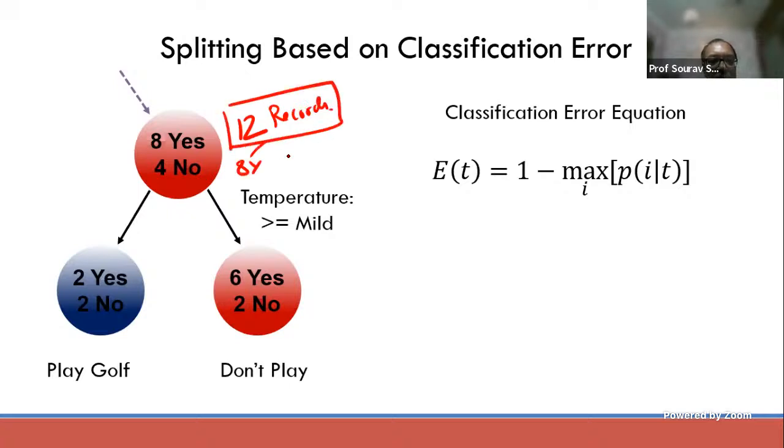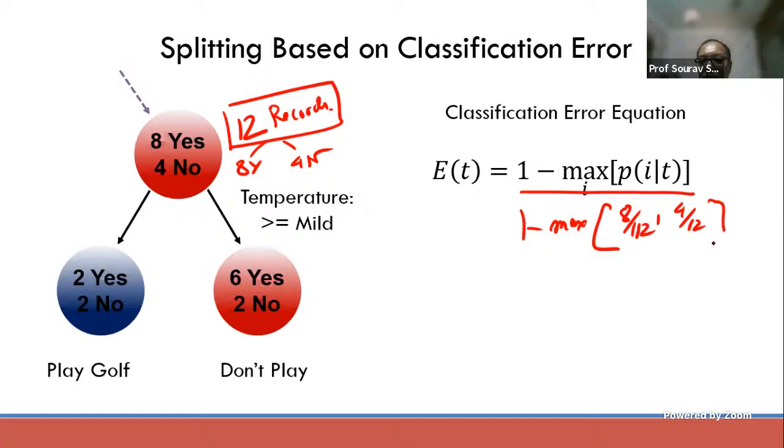8 yes and 4 no, right? 12 records are there, 8 yes, 4 no. So classification error is 1 minus the maximum of the proportions which are there. So 1 minus the maximum of 8 by 12 and 4 by 12. Which means 1 minus 8 by 12 is 4 by 12, equal to 1 by 3, equal to 0.33. There is a classification error at this particular node.